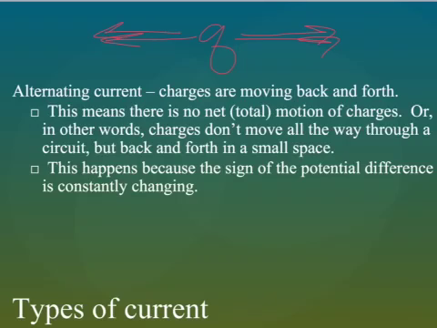This happens because the sign of the potential difference is constantly changing. It would be like if you could take a battery and constantly put it in backwards and forwards, and you were constantly changing the direction of the electric field.